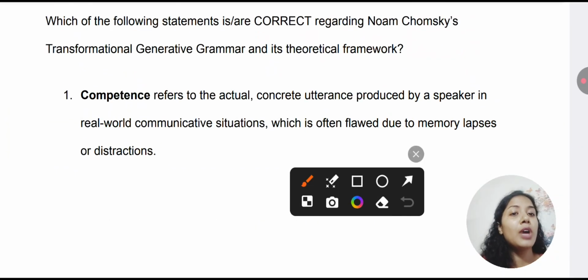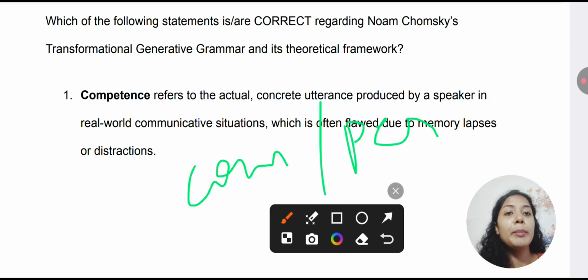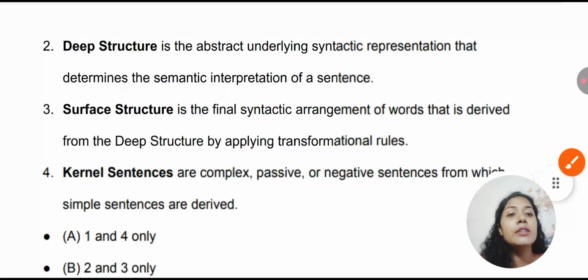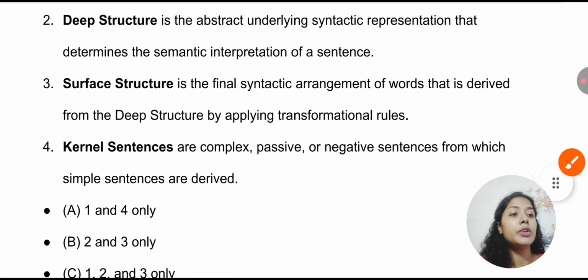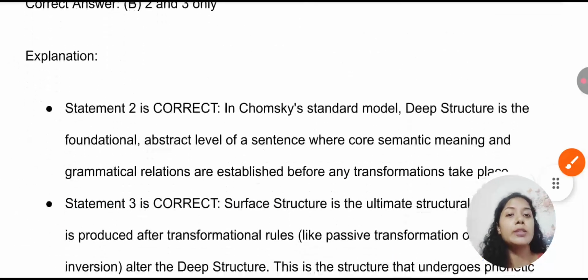So remember now, Noam Chomsky's competence and performance are concepts given by him. Performance refers to the actual concrete utterance produced by the speaker in the real world. And the surface structure is the final syntactic arrangement of the words that is derived from the deep structure by applying the transformational rule. So option 2 will be the correct answer. Okay.